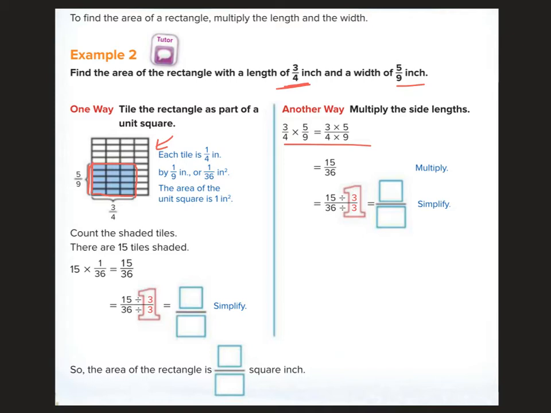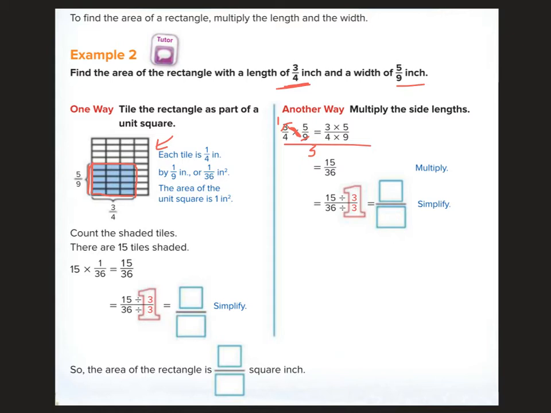Okay, so I'm going to look. Again, I can see if I could simplify across. Look at this. I can. I can divide the 3 by 3 and get 1, and the 9 by 3 and get 3. Okay, notice how I have to divide them by the same number, and I have to do both the numerator and the denominator.